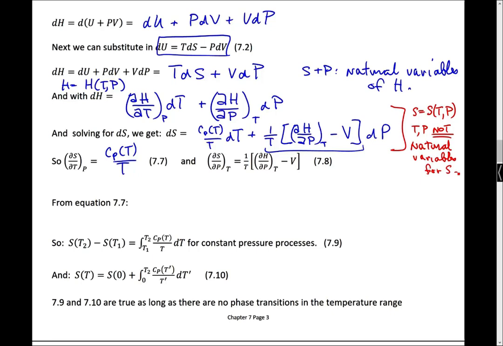I focus on this portion of the equation, and I can say that at constant pressure, dS is given by Cp over T dT. And I can integrate that. That basically says if I want to know the entropy at one temperature relative to another temperature, I need to integrate between the two temperatures using the heat capacity. So it's exactly the same relationship as we saw for constant volume, but under constant pressure, we use the heat capacity for constant pressure.